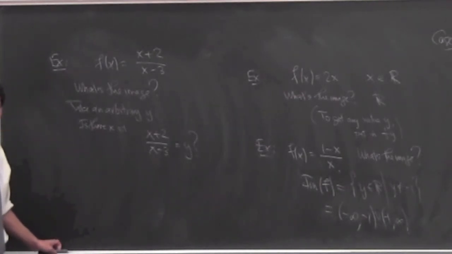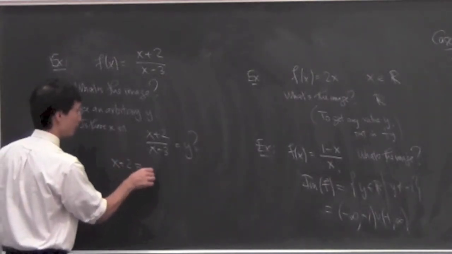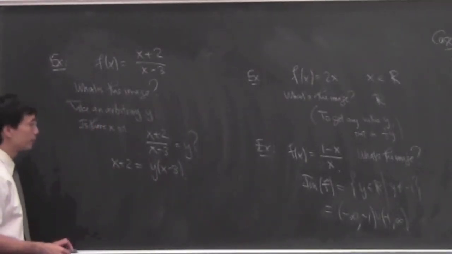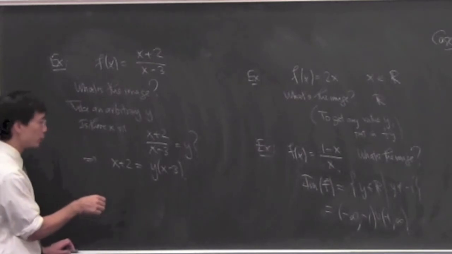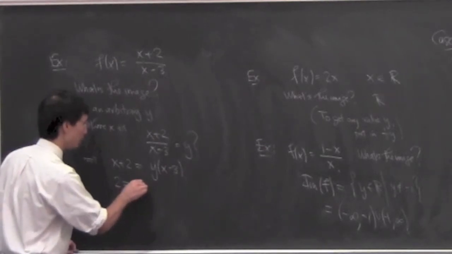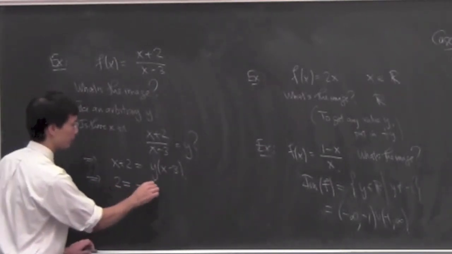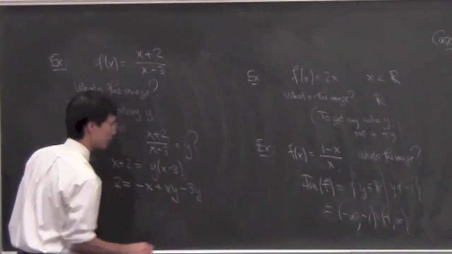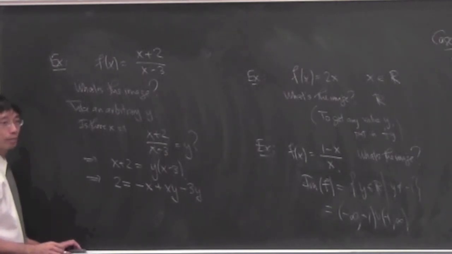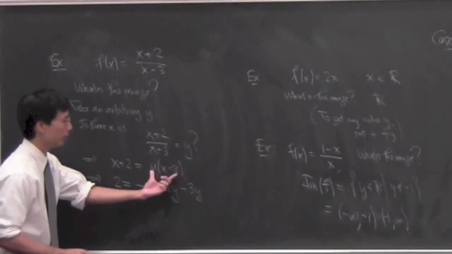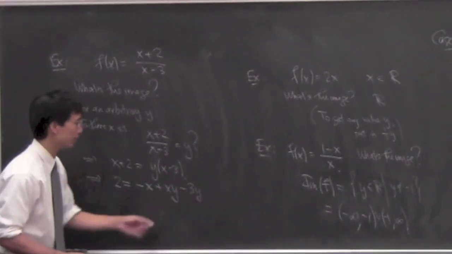It's not all that different. What do we do? Multiply. So x plus 2 would have to be y times x minus 3. Then we'll move the x over as we did last time. We subtract x from both sides. We get xy minus 3y, to get rid of this x.